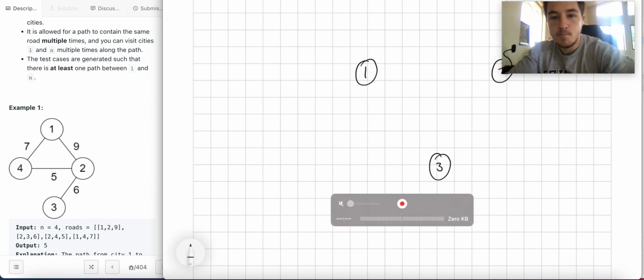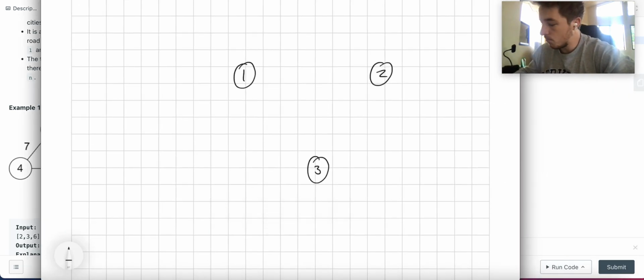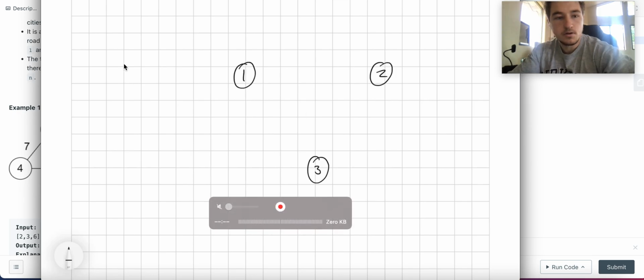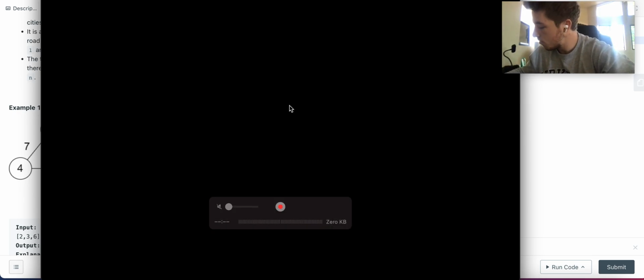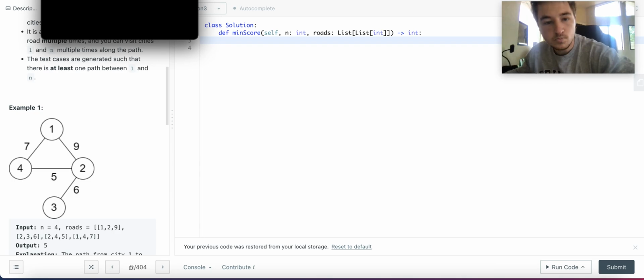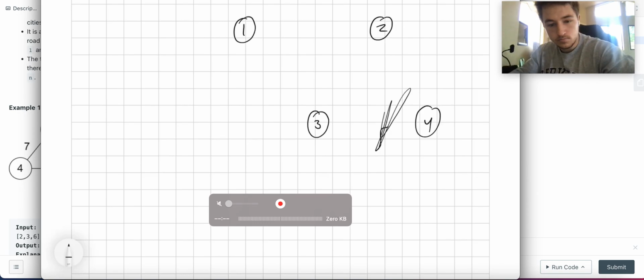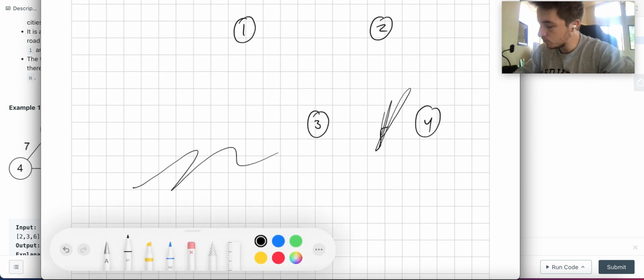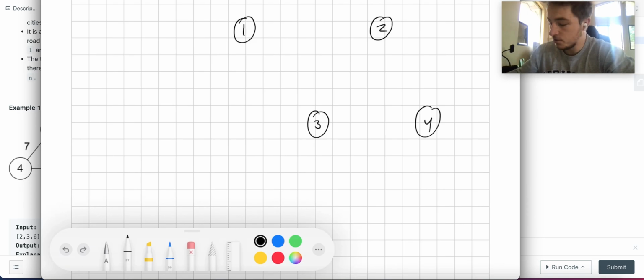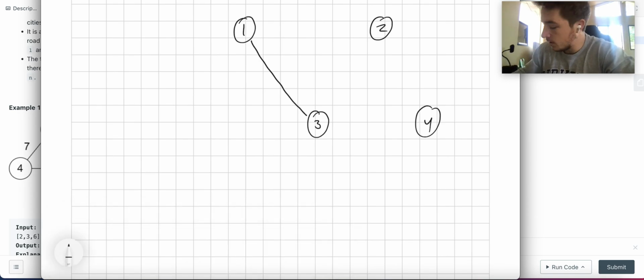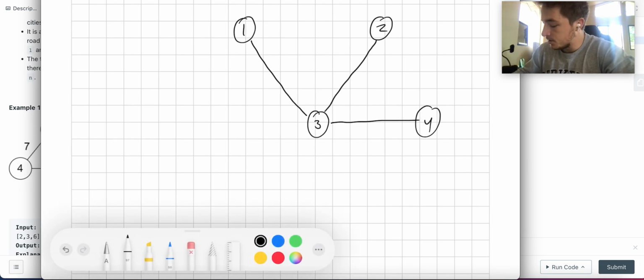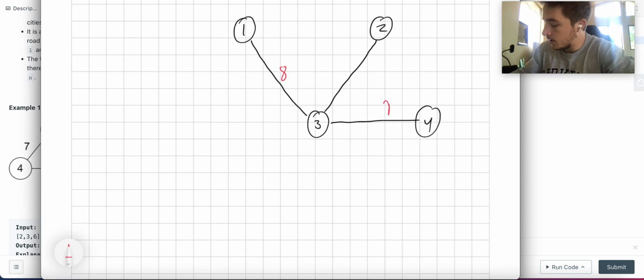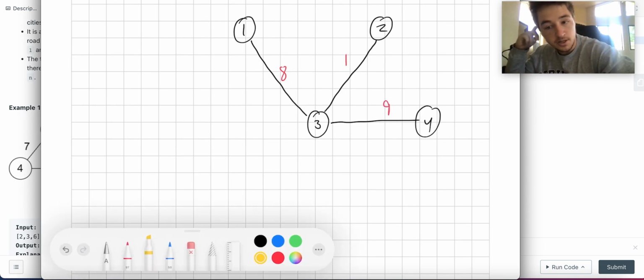In this system, if our objective is to get from 1 to 4, there's an invariant that it's definitely connected, meaning that there's always a path from 1 to 4. Now, let's say that these edges had cost 8, 9, and 1.